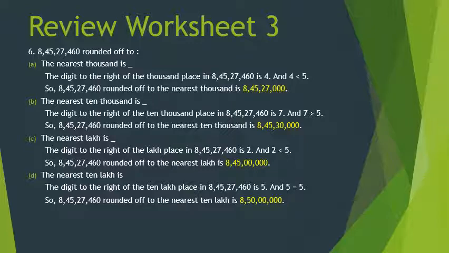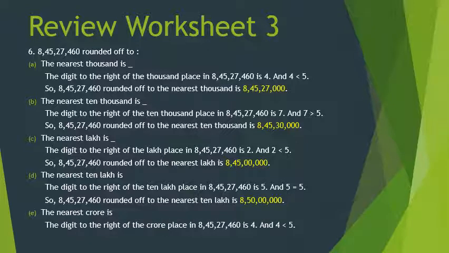Now children, let us move to the last part of this question. Here you have to round off this number to the nearest crore. So the digit to the right of the crore place in 8 crore 45 lakhs 27,460 is 4, and 4 is less than 5. So we are not going to change the digit at the rounding place, which is the crore place. The digit at crore place is 8 and it will remain 8. So 8 crore 45 lakh 27,460 rounded off to the nearest crore is 8 crore.